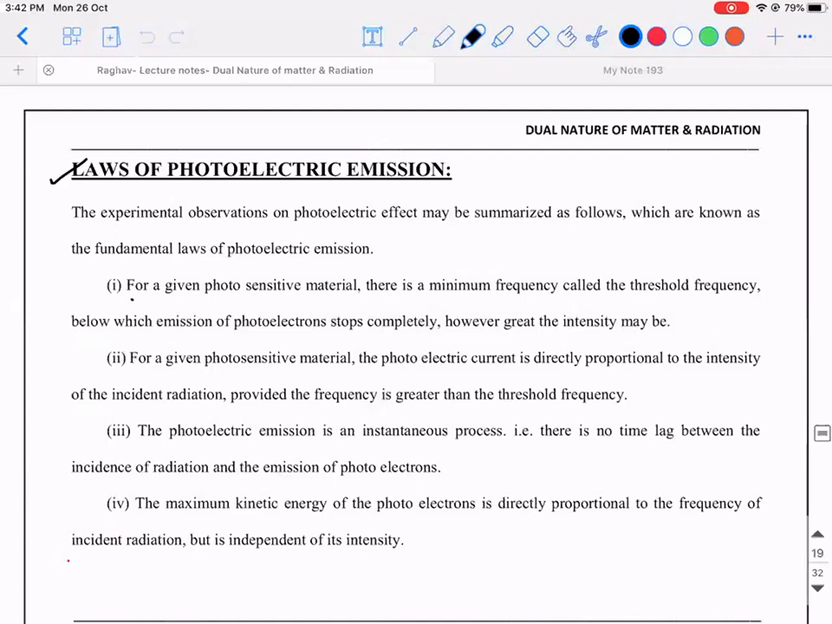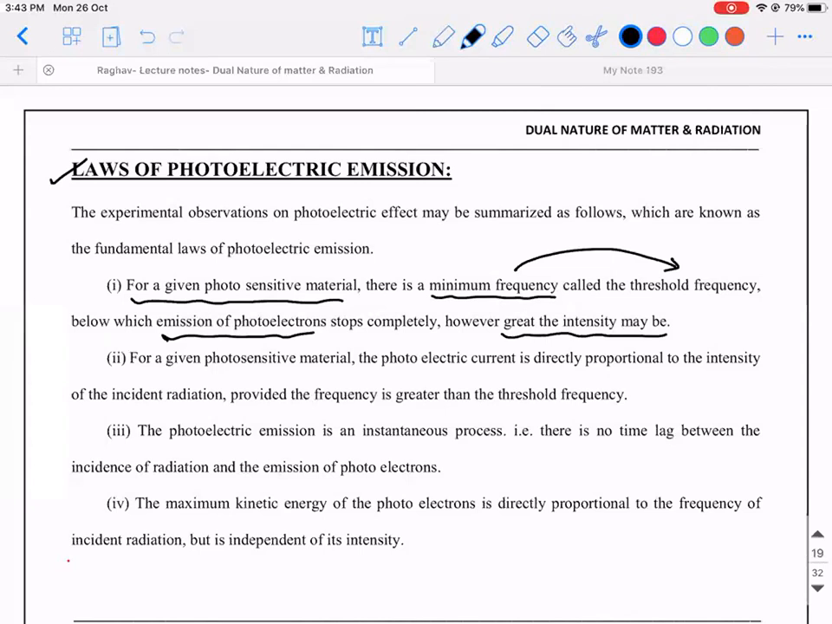So for a given photosensitive material, there is a minimum frequency that is required. What is the name of that minimum frequency? That's called threshold frequency, below which you cannot observe the emission of photoelectrons, however great the intensity may be. So how much ever intense light you are going to use, unless the condition of this minimum frequency, that is the threshold frequency, is satisfied, you cannot eject any photoelectron out of the surface.